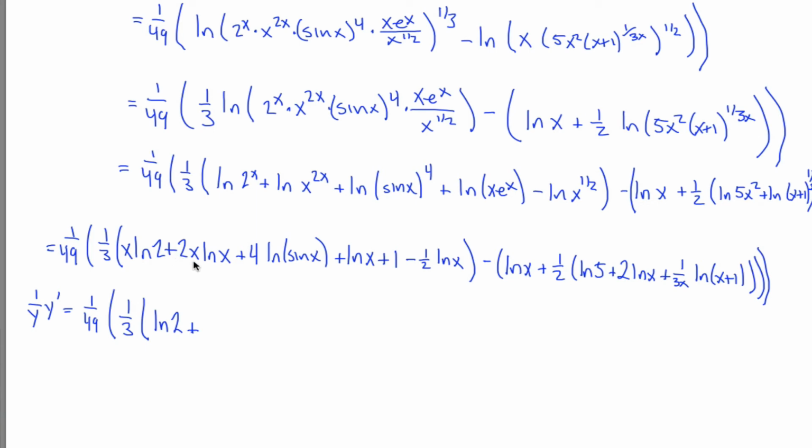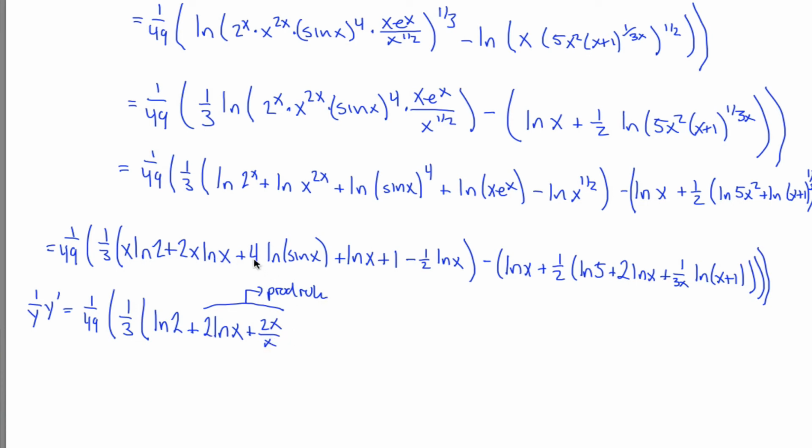Plus 2x times the natural log of x. I'd have to use the product rule here. The derivative of 2x is just 2. Multiply that times the natural log of x. Plus the derivative of natural log of x is 1 over x. So 1 over x times 2x. How about 2x divided by x? Doesn't that simplify to 2? Yeah, it does. Do that in the next step. Maybe I'll say that this was product rule. So that was this guy.